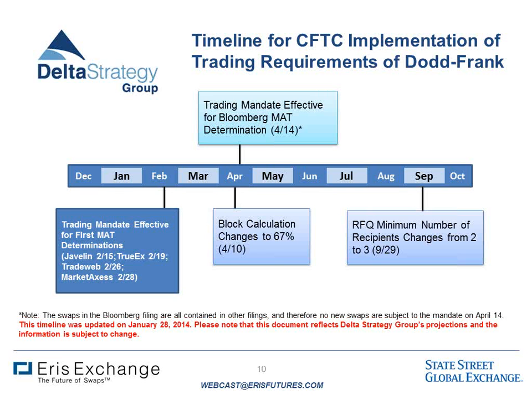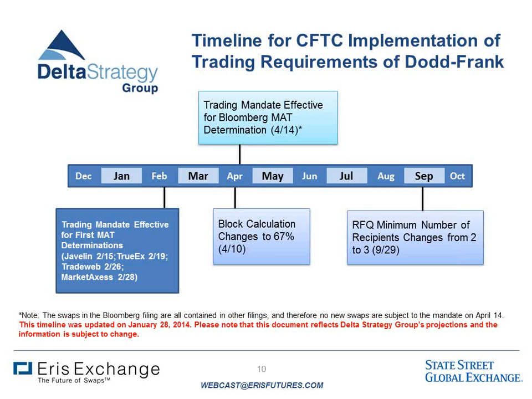So the first box to the bottom left there is the first MAT determinations, and we'll talk about the MAT process here in a moment. But you see the SEFs that are provisionally registered that triggered the MAT determinations by filing a list of contracts that they would like to be subject to the mandate with the CFTC. And you see the dates of when those will be effective.